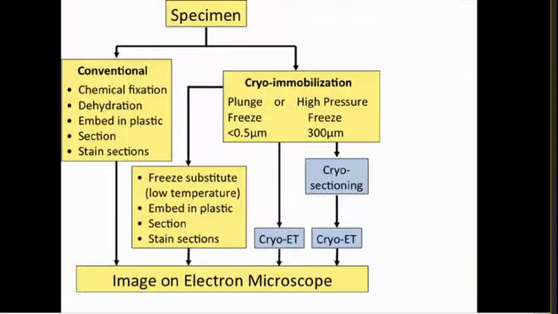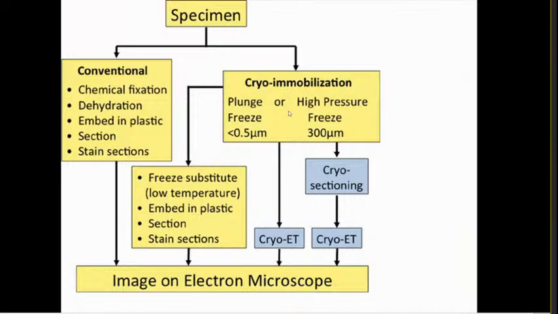It's a short explanation. For the conventional method, it's heat fixation, dehydration. Dehydration means removal of water with heat or freeze thawing. Then embed in plastic, placing the plastic over there. That is the cover slip placing method, the section. Cut with the microtome. Then staining sections.